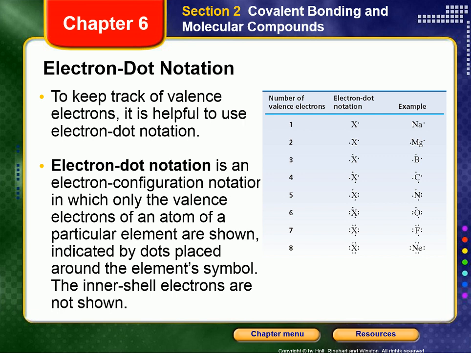In general, the element's number of valence electrons can be determined by adding the superscripts of the element's noble gas notation. The electron dot notations for elements with 1 through 8 valence electrons are written as shown in figure 6-10 on page 170 of your text or on the screen now.